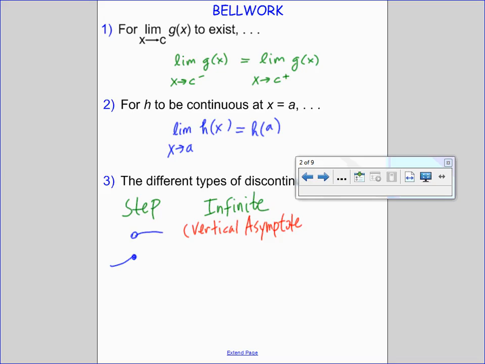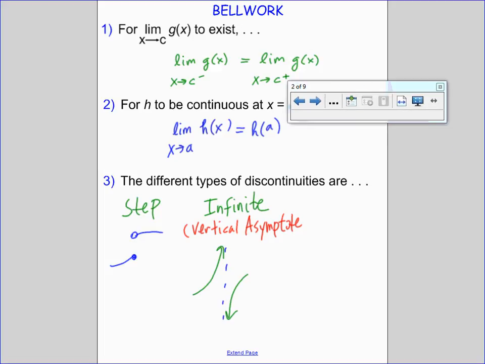We recognize that as the function values shoot off towards positive or negative infinity as x gets closer and closer, but not equal to some x equals c value. So we've got an infinite discontinuity. And then our final form, Brandon?